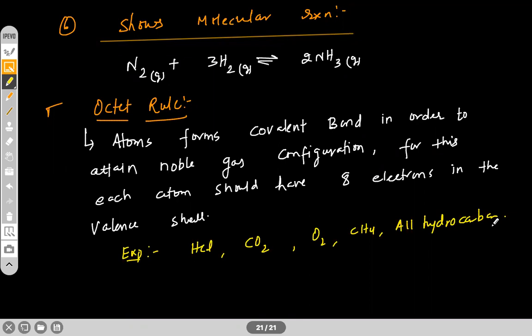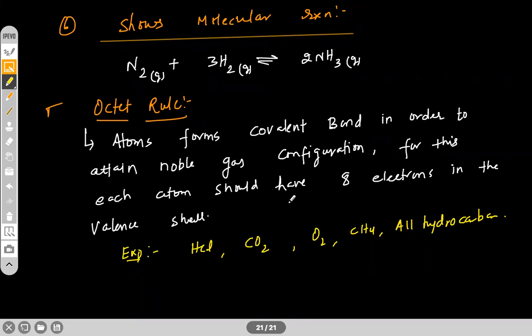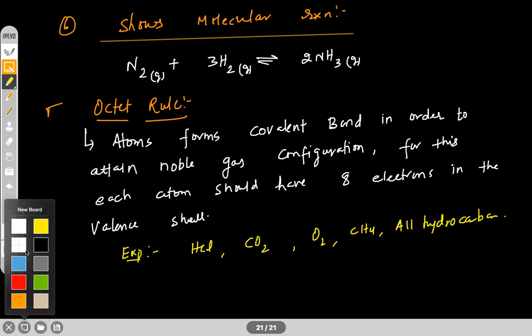In the valence shell. Okay. However, there are only few elements which follow this rule. Majority of the molecules do not follow this rule. That's why we have a lot of exceptions in this rule. So if you see this HCl, if I explain this one, hydrogen never forms an octet. It can form a duplet. One or more than one covalent bond is also possible.